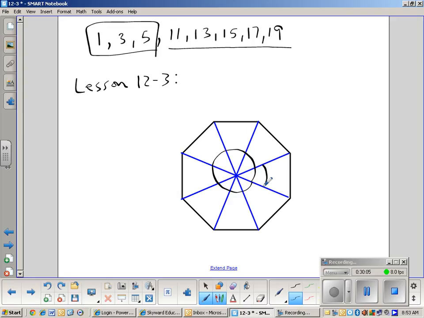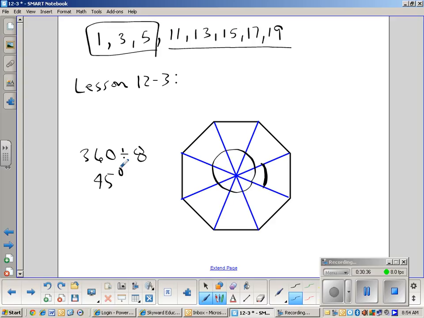Since it's a regular octagon, meaning all the sides and all these angles are the same, how would I find the measure of this one angle? An octagon's 8, right? So you take 360 divided by 8. That's right. 360 divided by 8, and I believe that's 45 degrees. So you take the total 360 and divide by how many equal pieces there are, and that tells you what that angle is.